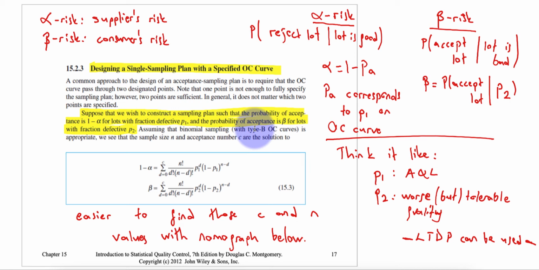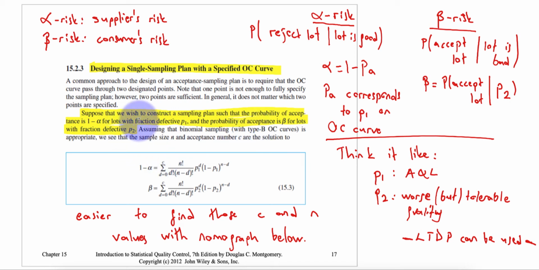we are considering the acceptable quality level and LTPD, and also the risk. For example, we have two kinds of risks: alpha risk and beta risk. Alpha risk was the probability of rejecting a lot when the lot is good, and beta risk was accepting a lot when the lot is bad. So we have two risks, two specific points, so we need to take 2 points into consideration on the OC curve to design a single sampling plan.